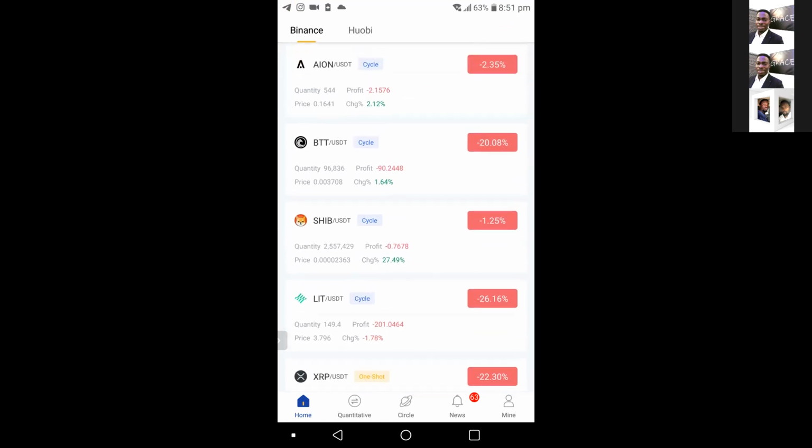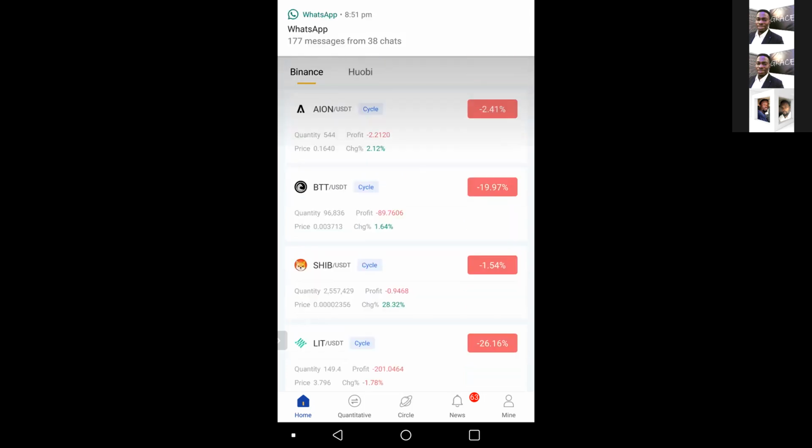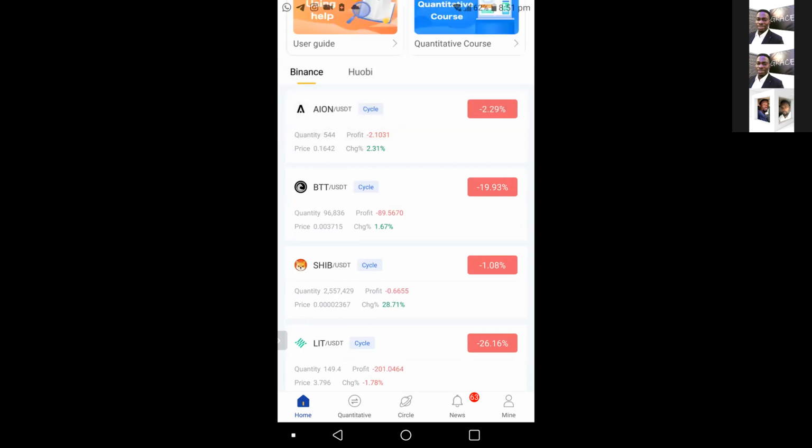So in this business, you can make money from trading. You said you can still make a loss with the robot? You can't lose your money, because the robot will not sell. It will never sell at a loss. If you put it on cycle, it will never sell at a loss. But if you put it on one shot, the robot is not designed for that.